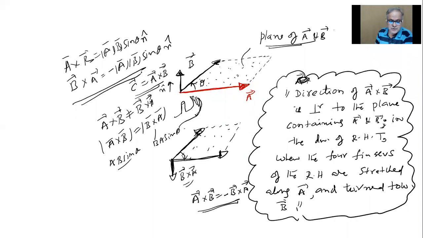You can say it is opposite to n cap, or you can say it is in the direction of minus n cap. That is positive, this is a negative.